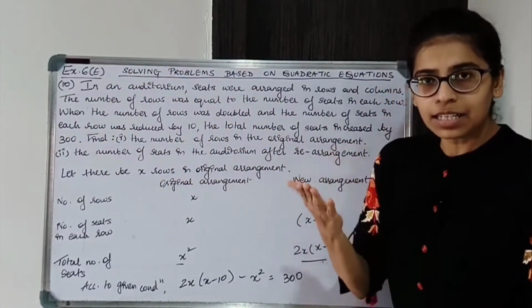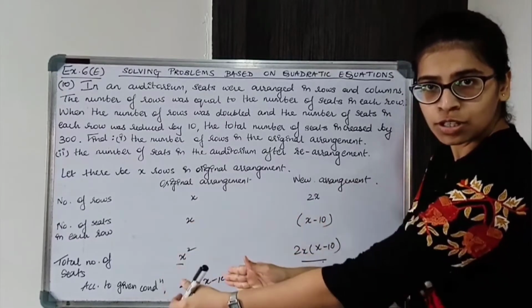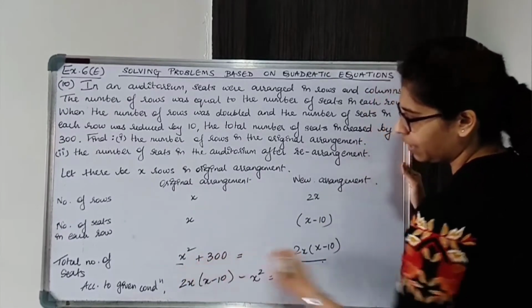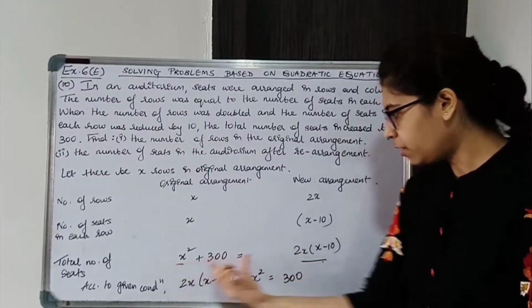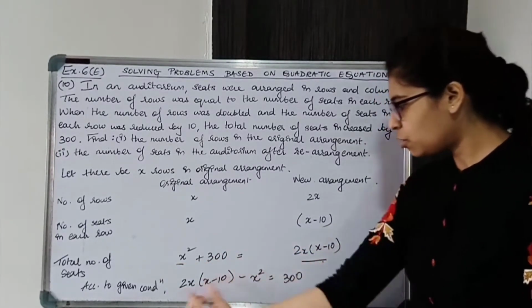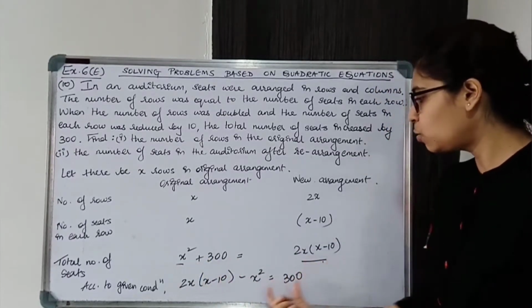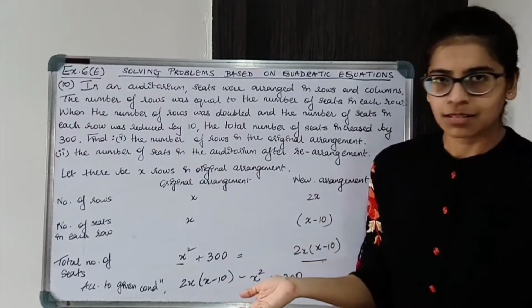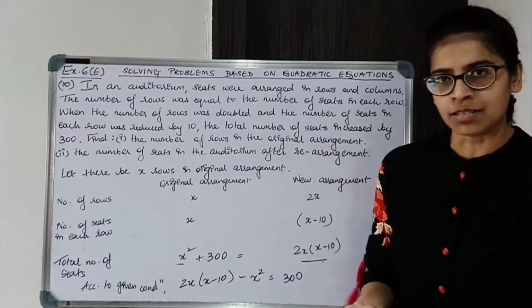It is increased from the original arrangement. With what do we compare? With the original arrangement. So if we add 300 to the original arrangement, we will get the new arrangement. So you can consider either this way or this way. Okay, so instead of this you can write down x square plus 300 is equal to 2x into x minus 10. Okay, still you will get the correct answer. I have just shifted the terms. Okay, so anyways you will get the correct answer.